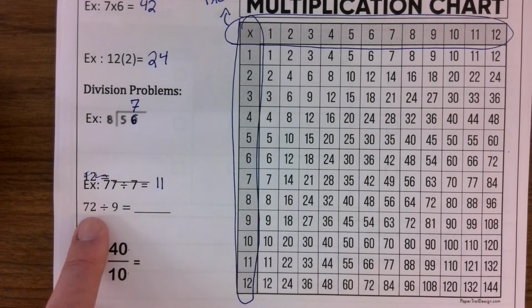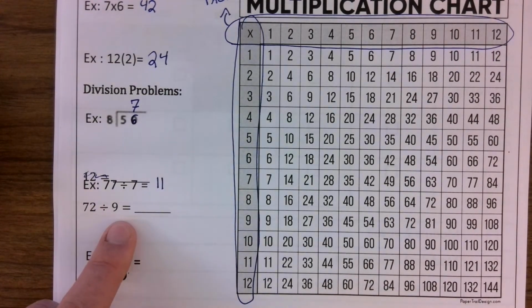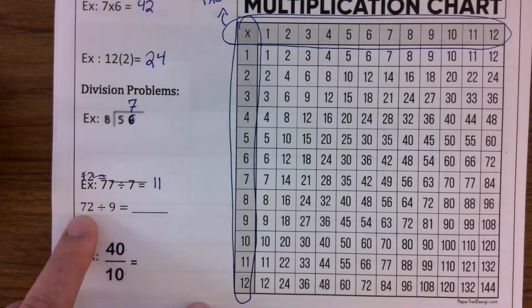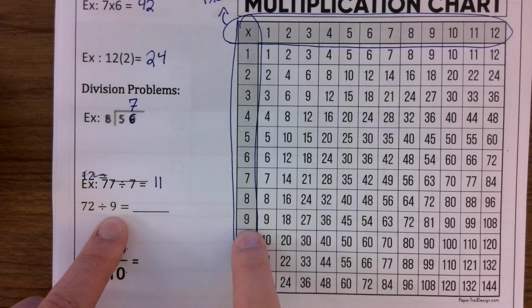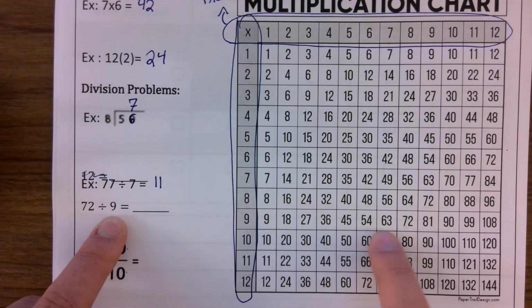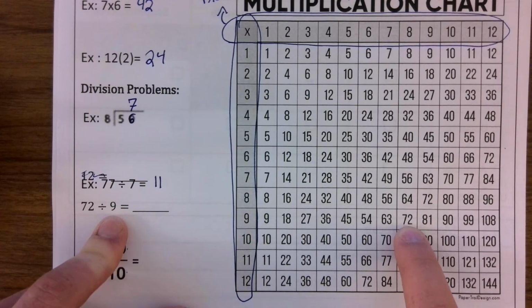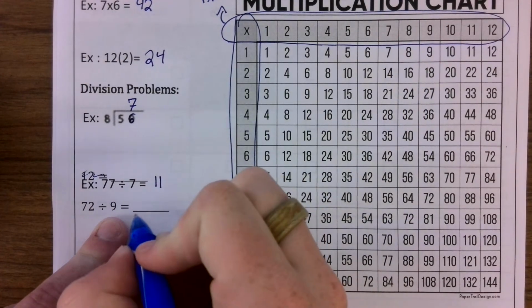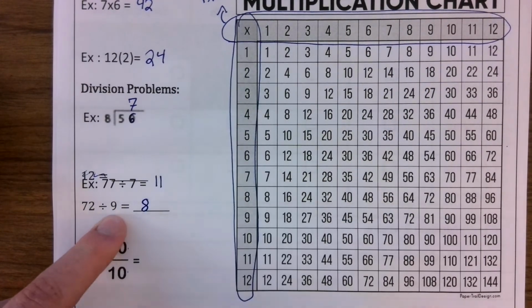Next we have 72 divided by 9. 9 is our factor, 72 is our multiple, so I'm going to go over to 9, I'm going to follow it over till I get to 72, I'm going to follow it all the way up, 8. 72 divided by 9 is 8.